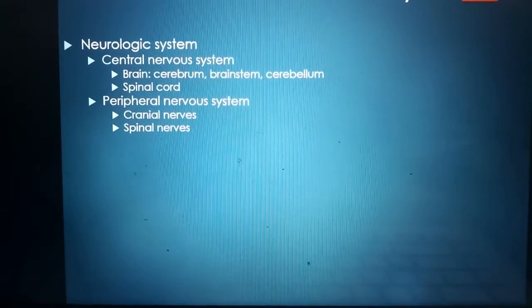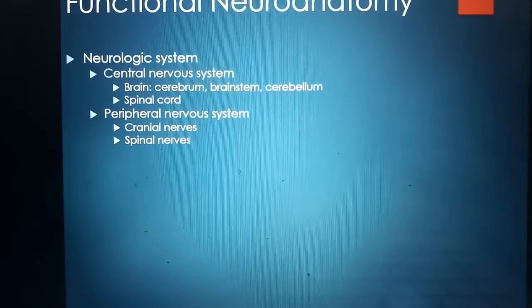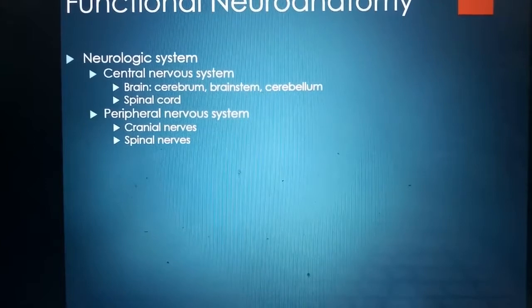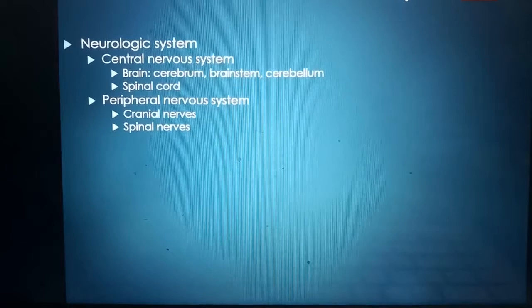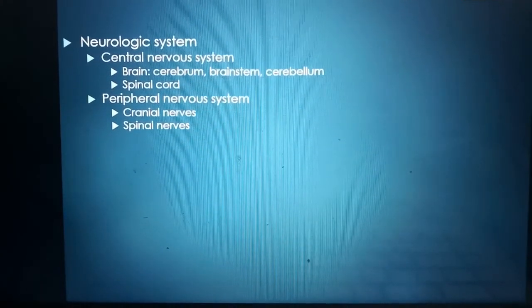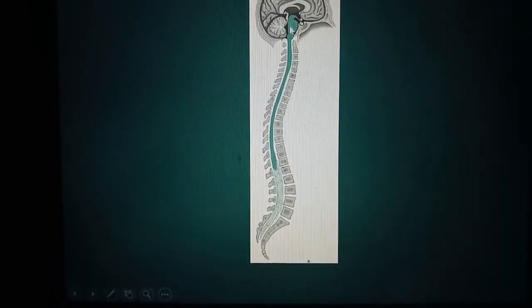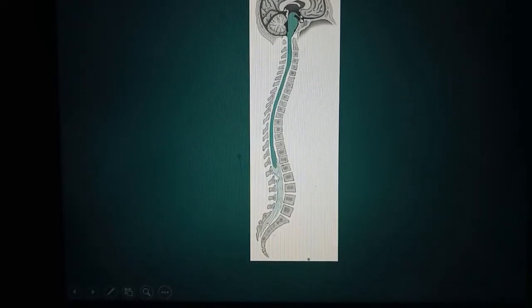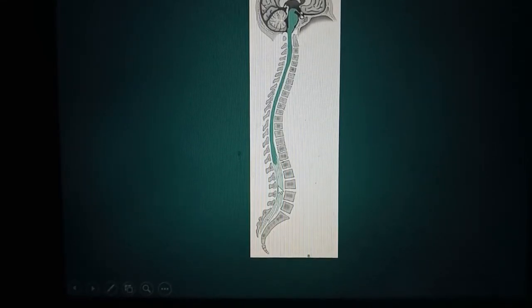First we have to check the central nervous system, which comprises the brain, and the brain consists of three parts: the cerebrum, brainstem, and the cerebellum. The spinal nerves and the cranial nerves are the peripheral nervous system. Here in this picture you can see the brain and the spinal cord, which together form the central nervous system. All the nerves which arise from the spinal cord and go to the various parts of the body form the peripheral nervous system.